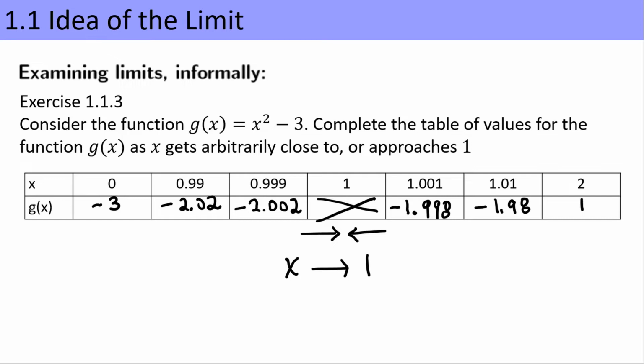If we were making a conjecture, it appears that as x gets closer and closer to 1, again, we don't care what happens at 1, it looks like the function g of x gets closer and closer to what? That's right. Looks like it gets closer and closer to -2.